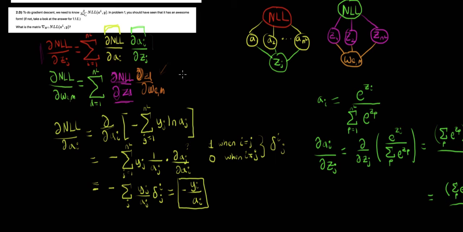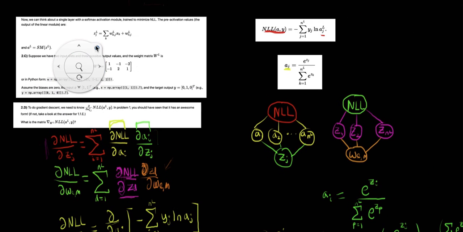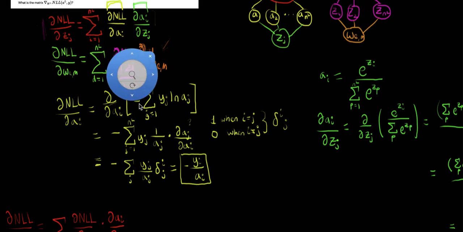So we're going to calculate the derivative of ZJ with respect to WLM, the weights. And so to do that, let's first recall what ZJ is as a function of the weights. So let us write that down here. So, scroll down.